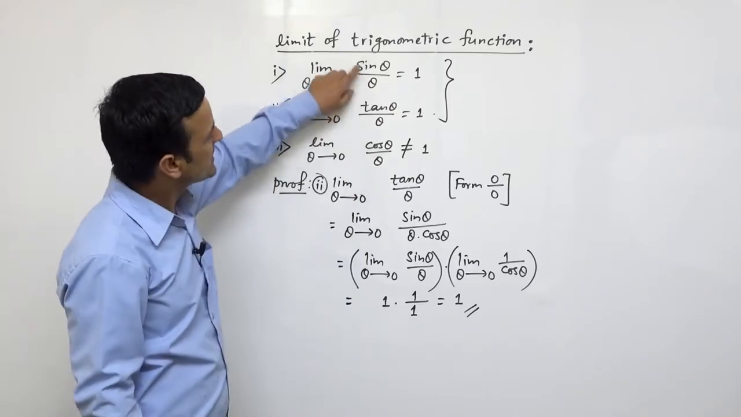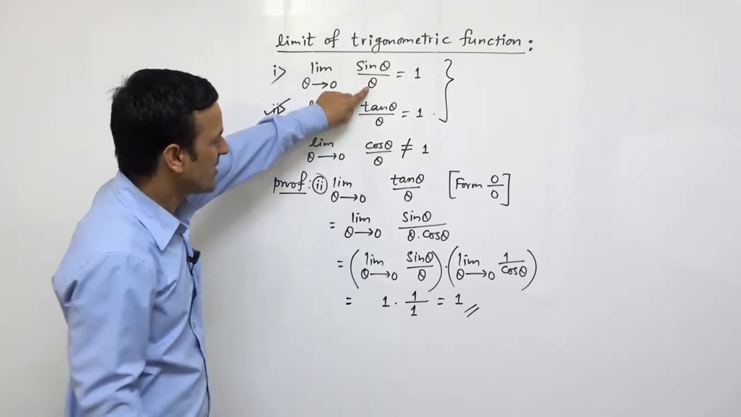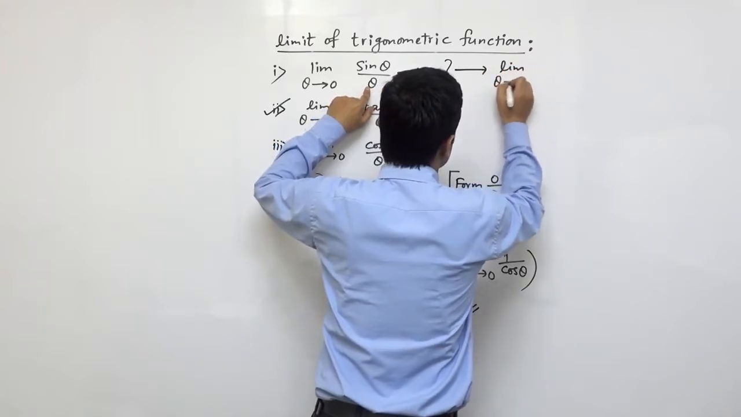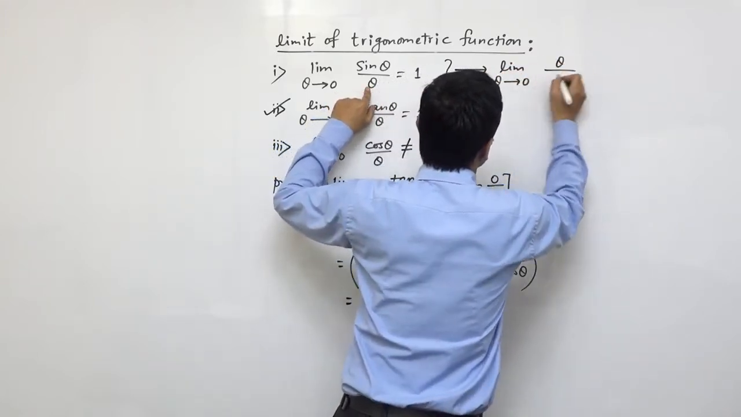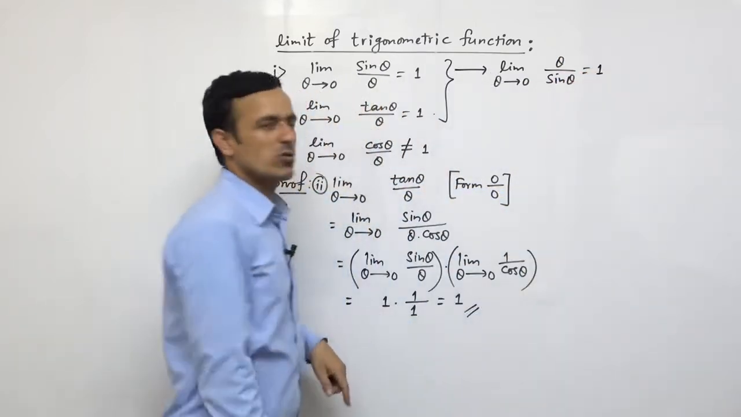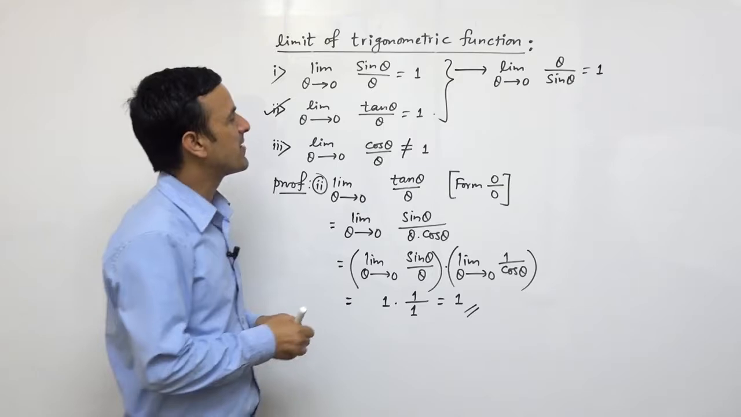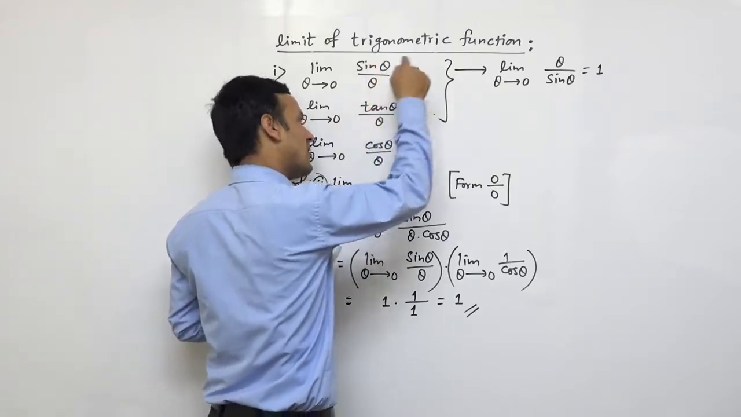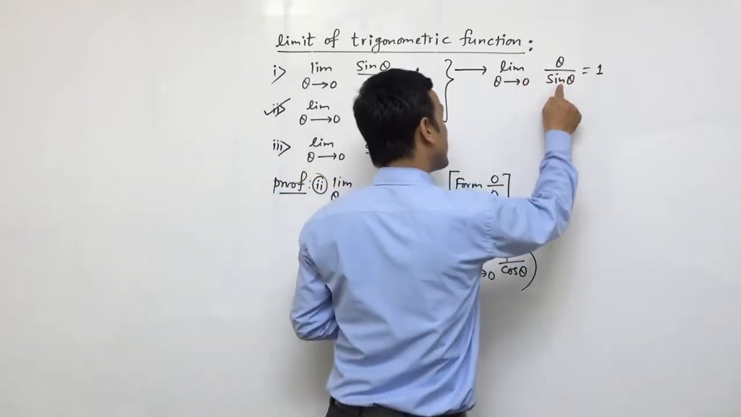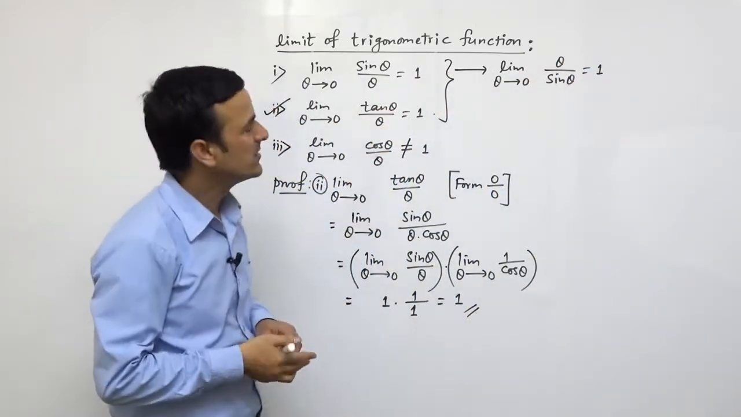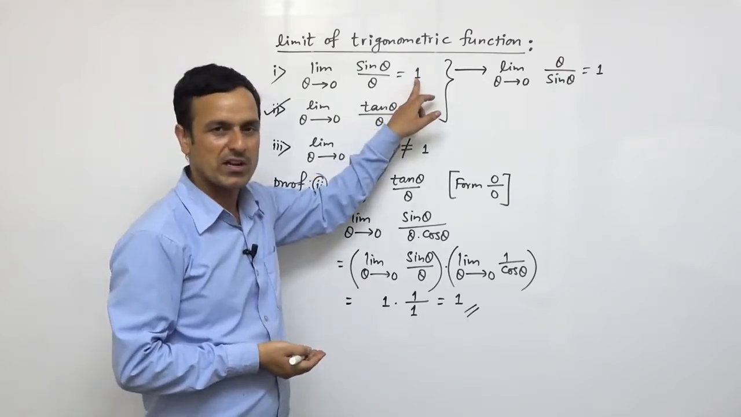So if sin theta by theta is 1, then we can also write limit theta tends to 0 theta divided by sin theta is equal to also 1. So it is the reciprocal formula of this term. So here sin theta by theta is also 1 and theta by sin theta means also 1. So it is the reciprocal of 1 and we know that the reciprocal of 1 is again 1.